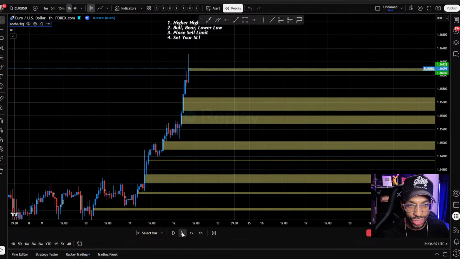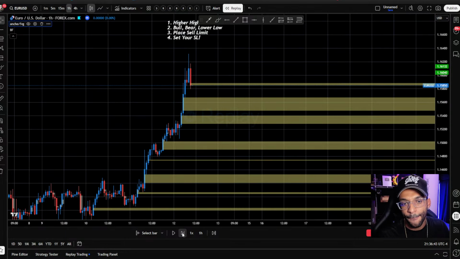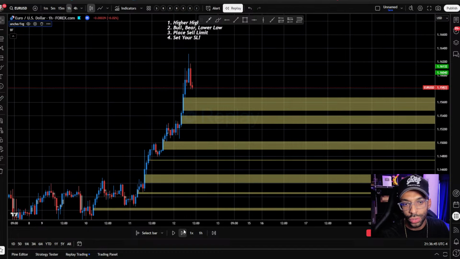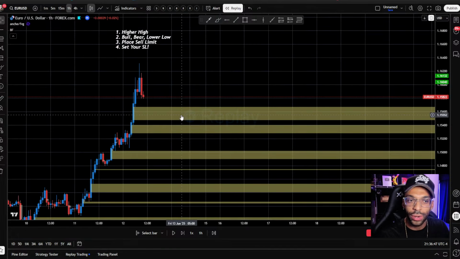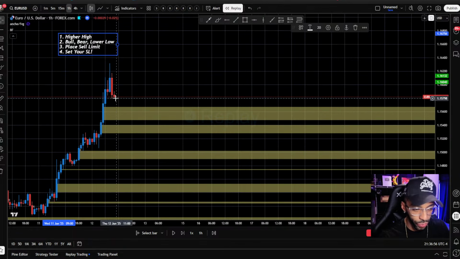All right. Market's shooting up, as we can see. Okay, cool. So we got our 3 candle formation right here. You guys see it? So we got the bull, bear, and the lower low candle, or essentially just another bear. Just keep it simple for y'all.